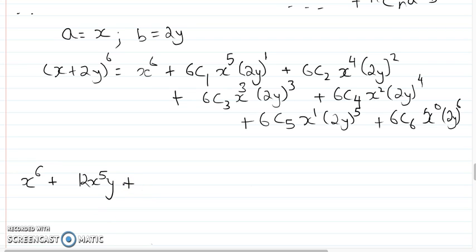Next one is 6C2. If you do this in your head, 6 factorial over 2 factorial over 4 factorial, which is 6 times 5 divided by 2, which is 15. But then you have a (2y) squared term, so that's 15 times 4. Let me just check my calculations again. 6 times 5 divided by 2 is 15. 15 times 4 is 60. Yes, 60x^4y^2. Please let me know if I'm going wrong anywhere.